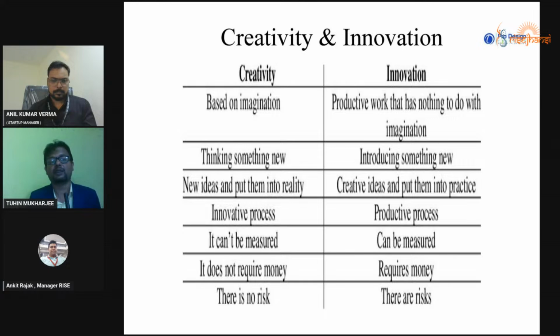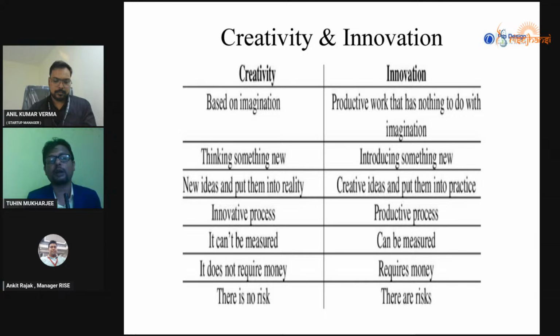Creativity produces ideas, and you put them into reality; innovation is putting creative ideas into practice. Innovation is a process, and producing a productive process is innovation. Creativity cannot be measured, but innovation can be. Creativity does not need money, but innovation does. This difference should help you fully understand creativity and innovation.